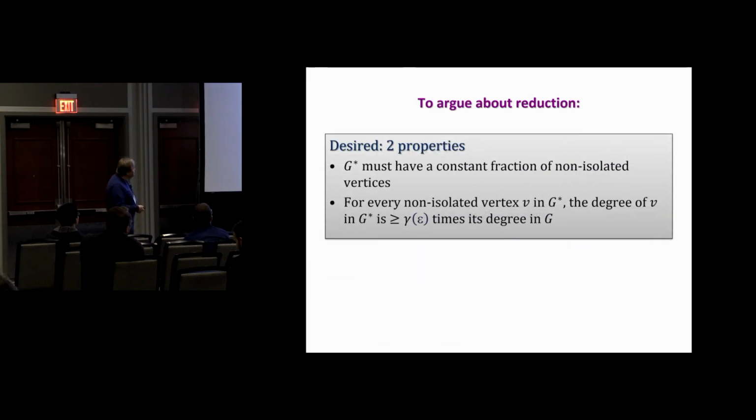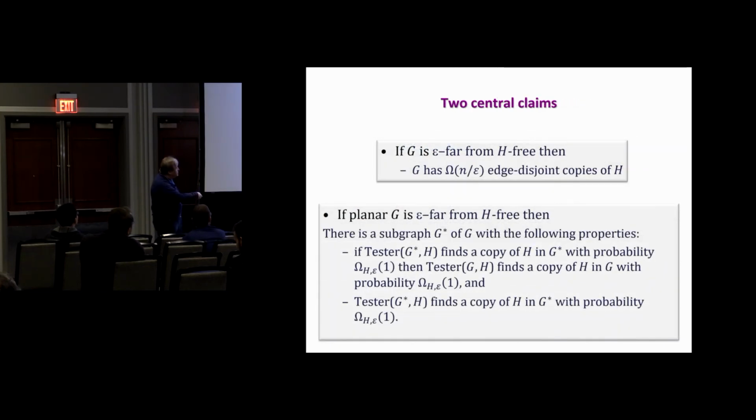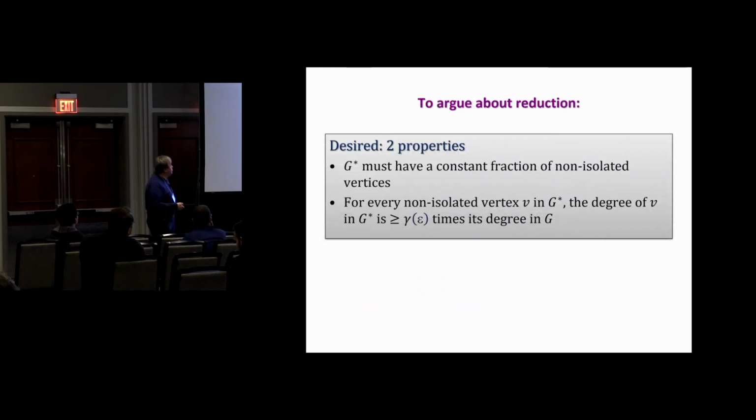And about the first step, we will construct the graph G star, and what we really want are two very important properties which will ensure that the first property is satisfied. And these are the following properties. First of all, G star must have a constant fraction of non-isolated vertices. And then for every non-isolated vertex, its degree just decreased by a constant factor, not more.